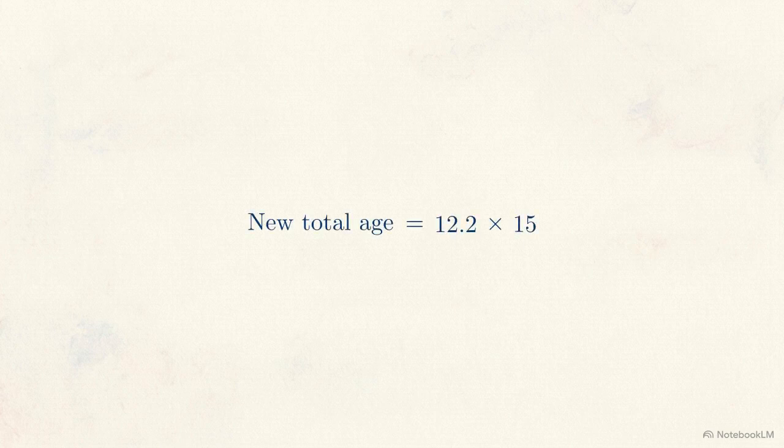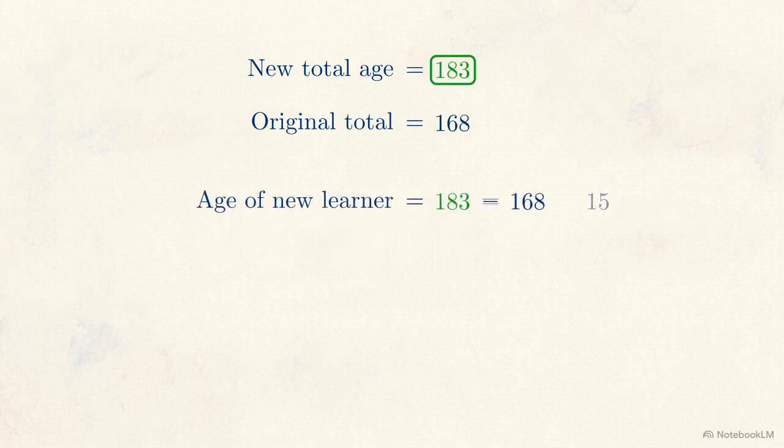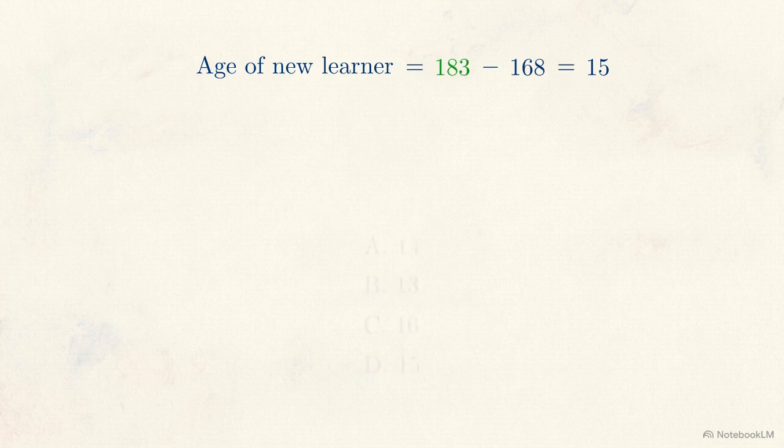The new total age is the new mean, 12.2 multiplied by 15. We break this multiplication into simple parts. 12.2 times 10 is 122, and 12.2 times 5 is 61. Adding them gives us 183. To find the age of the new learner, we subtract the original total from this new total. 183 minus 168 equals 15. When we look at our options, we see that 15 matches option D. So the new learner is 15 years old.